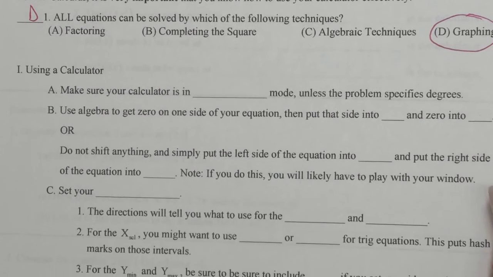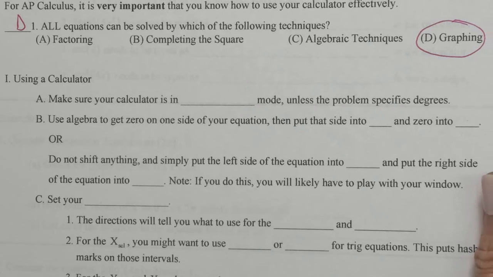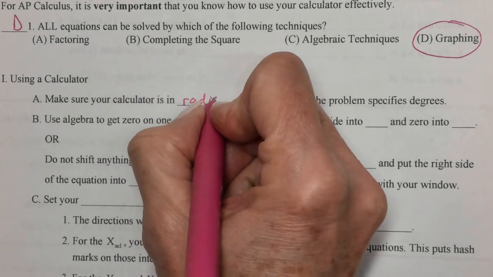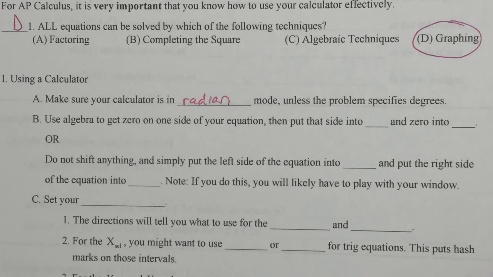Okay, so we are going to be using a calculator. Make sure your calculator is in radian mode. Hopefully you have the set of guided notes that you can fill out. It's available on Schoology. You can go copy it if you don't have the packet.